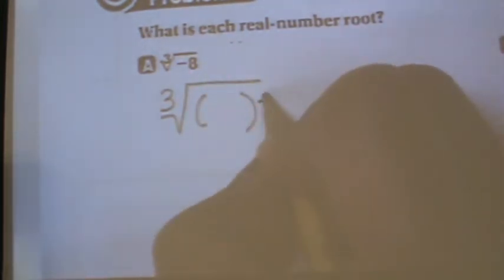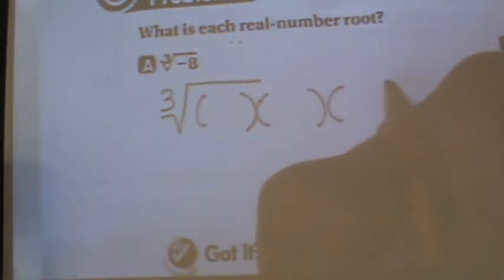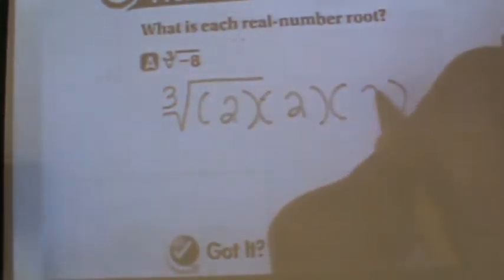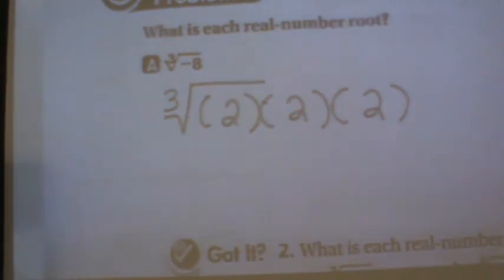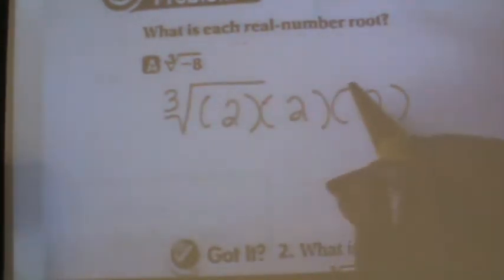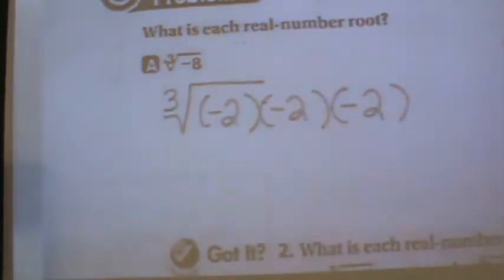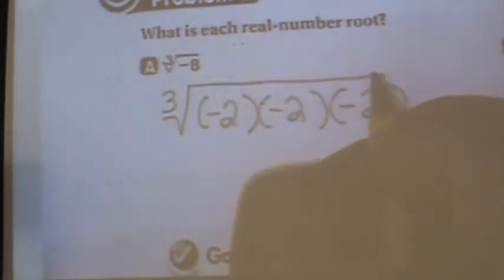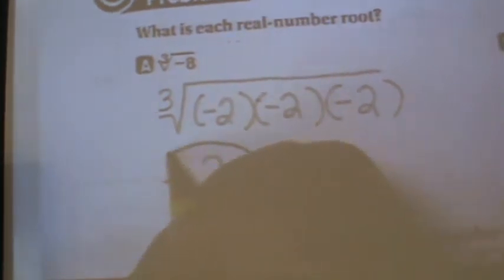What's the cube root of -8? I want 3 numbers that are the same that multiply to give me -8. Give me 3 identical numbers. 2, 2, 2. Does that multiply to give you -8? They would all be negative. You are correct. So what's my answer? Negative 2. The answer is -2.